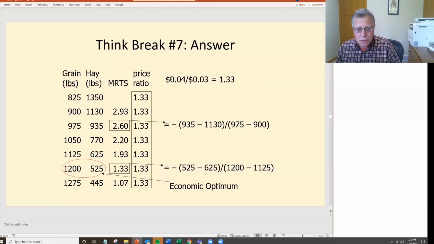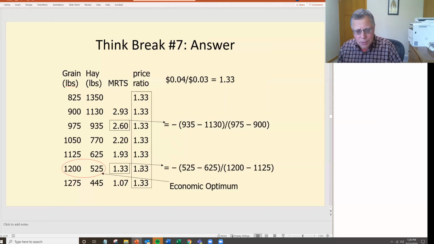It's the price of grain, 4 cents, divided by the price of hay, which is 3 cents, or 1.33. Where that is equal is right here. You can see if corn, or I should say grain, got a little more expensive, instead of 4 it would be 5/3, 5/3 would be 1.66. So it would be right in the middle here somewhere, above this 1200, below the 1125, above the 525, and below the 625. It'd be 1.67. Let's say the price of grain went up to 5 cents a pound.